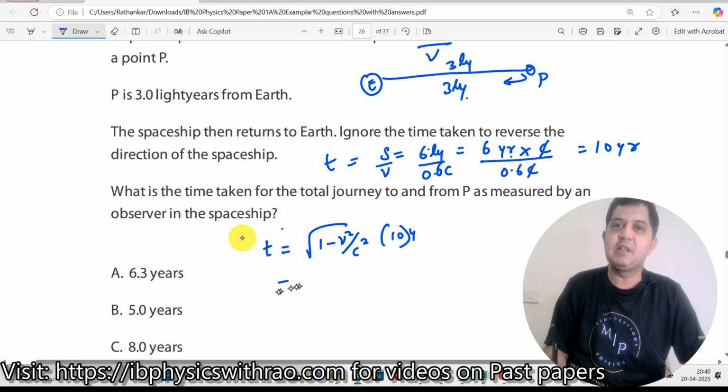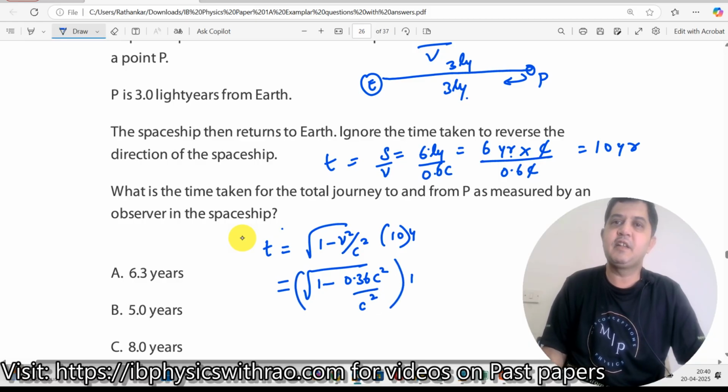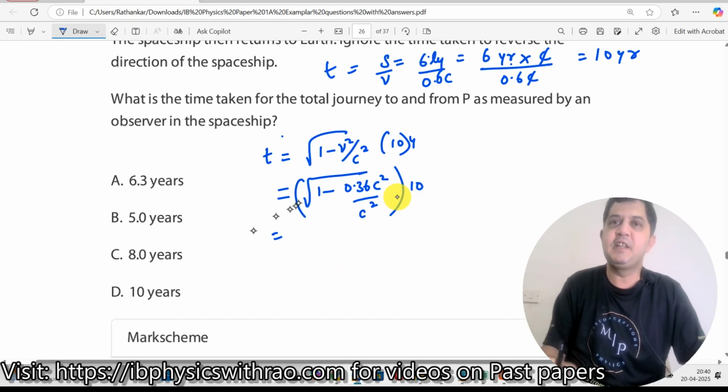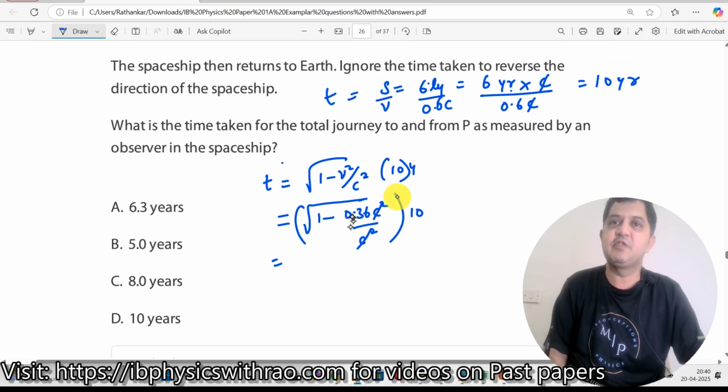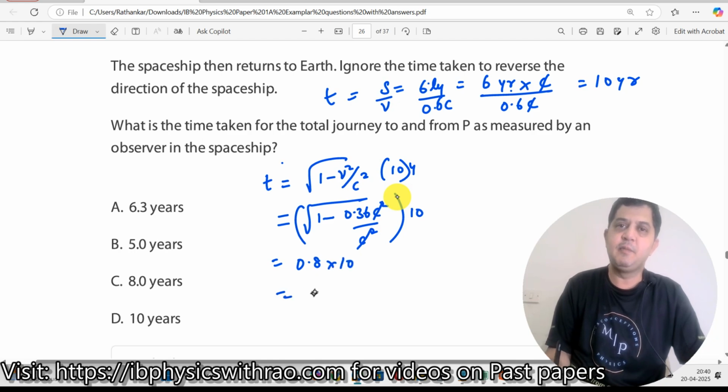It should be equal to the square root of 1 minus, what is v here? v is 0.6c, so v squared is 0.36c squared, divided by c squared, multiplied by 10. The c squared goes away. So 1 minus 0.36 is 0.64. The root of 0.64 is 0.8. So 0.8 multiplied by 10 is equal to 8. The answer should be 8.